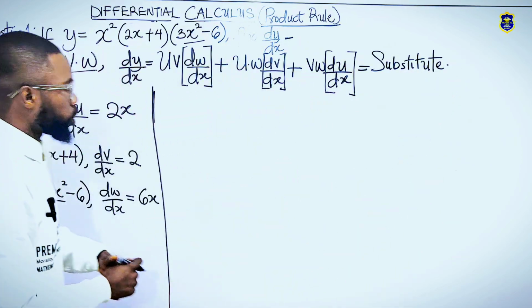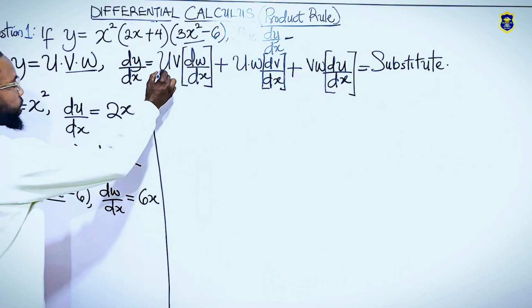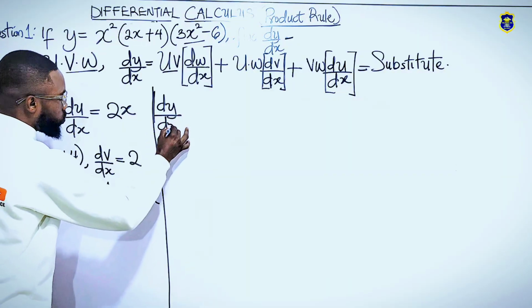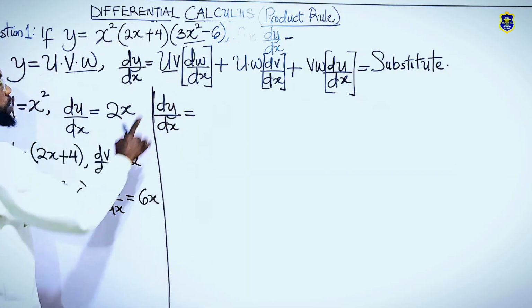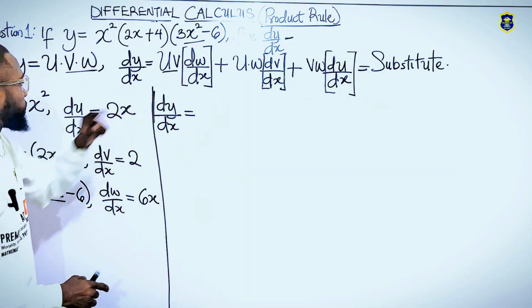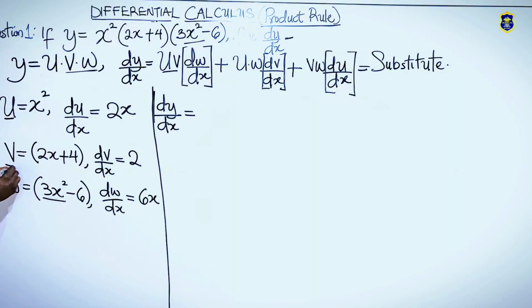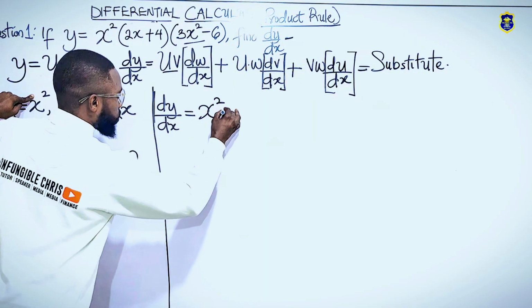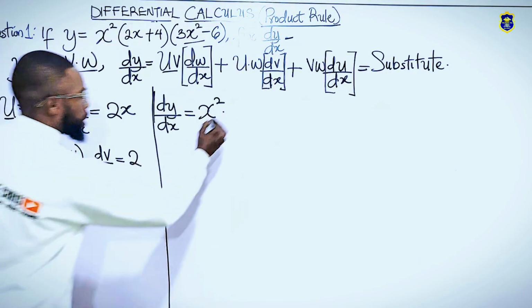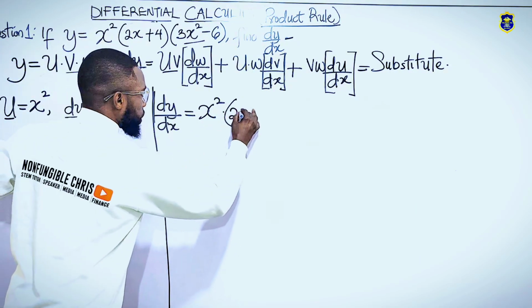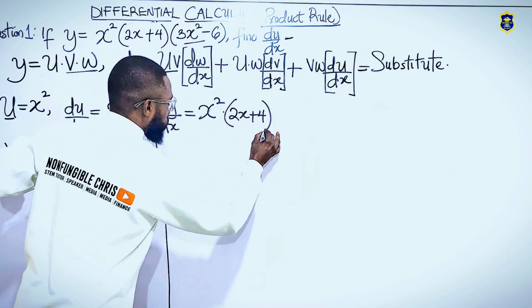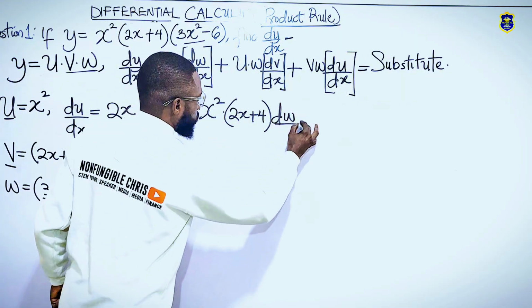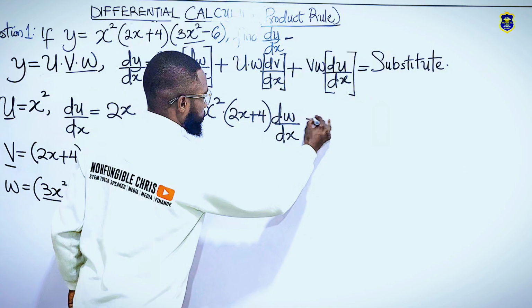Right, that's what we said. So let's start solving. For dy/dx, uv means we are going to multiply u and v. So this is u, this is v. That's x squared. I have x squared and what? This guy times 2x plus 4. So we have uv and then we have dw/dx.